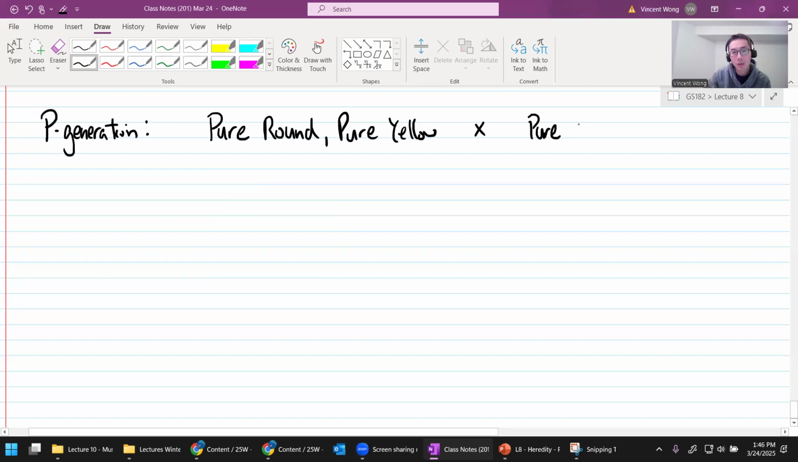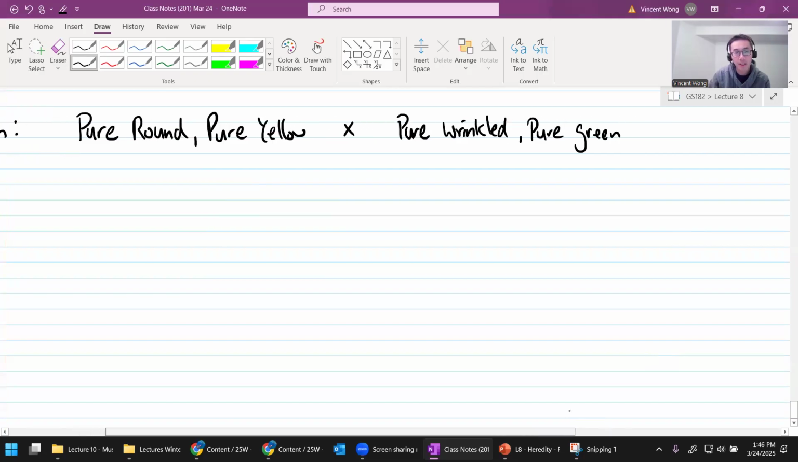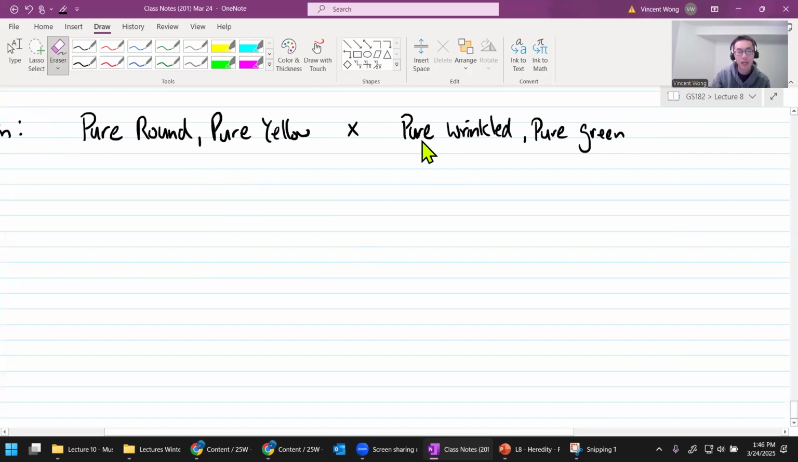This is pure wrinkle and pure green. We already established round is dominant over wrinkle and yellow is dominant over green, which means this is big R, big R, big Y, big Y, crossed with little r, little r, little y, little y.